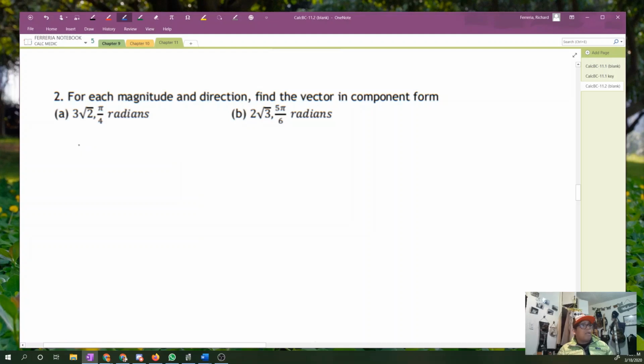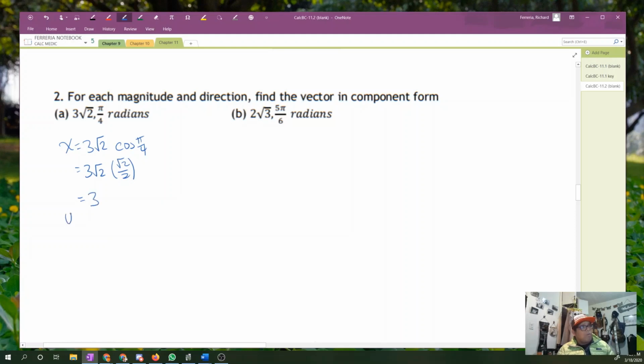But if we're finding the vector in component form, well, then the x component, that's just going to be the magnitude, 3 root 2, multiplied by the cosine of pi over 4. So that is 3 radical 2. Cosine of pi over 4 is radical 2 over 2. So if you multiply all that together, you get 3 times 2 over 2, which is just 3.